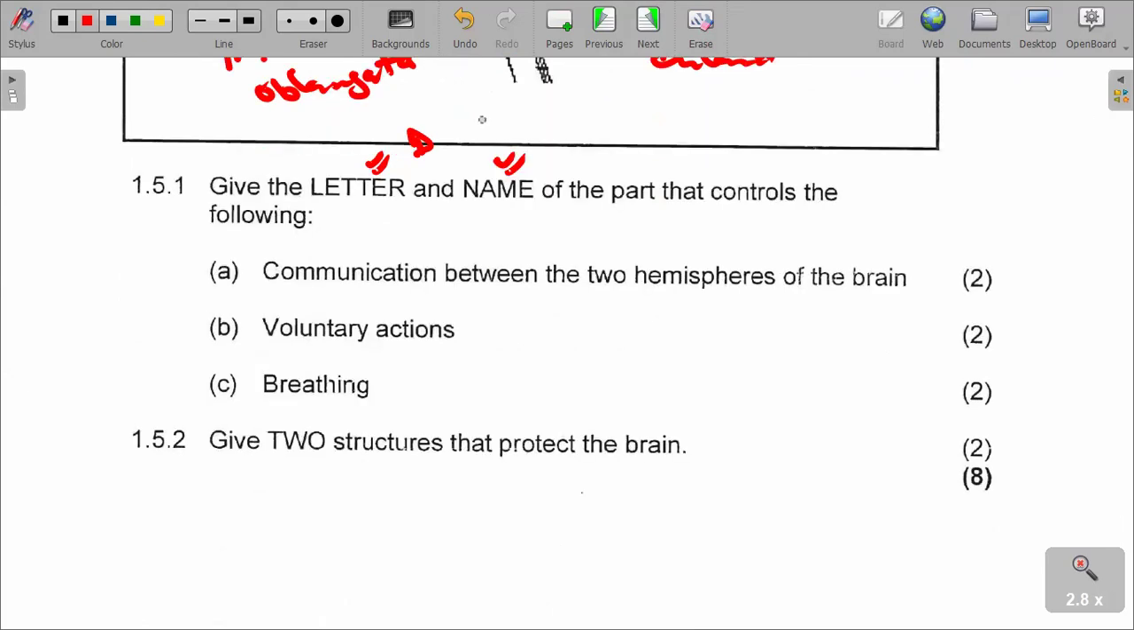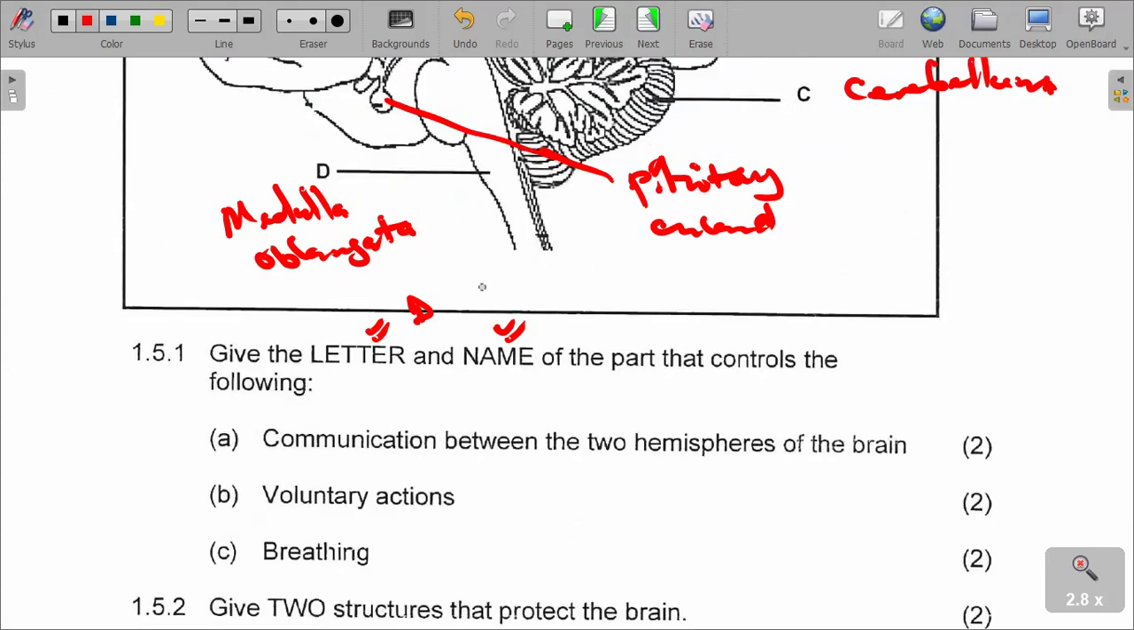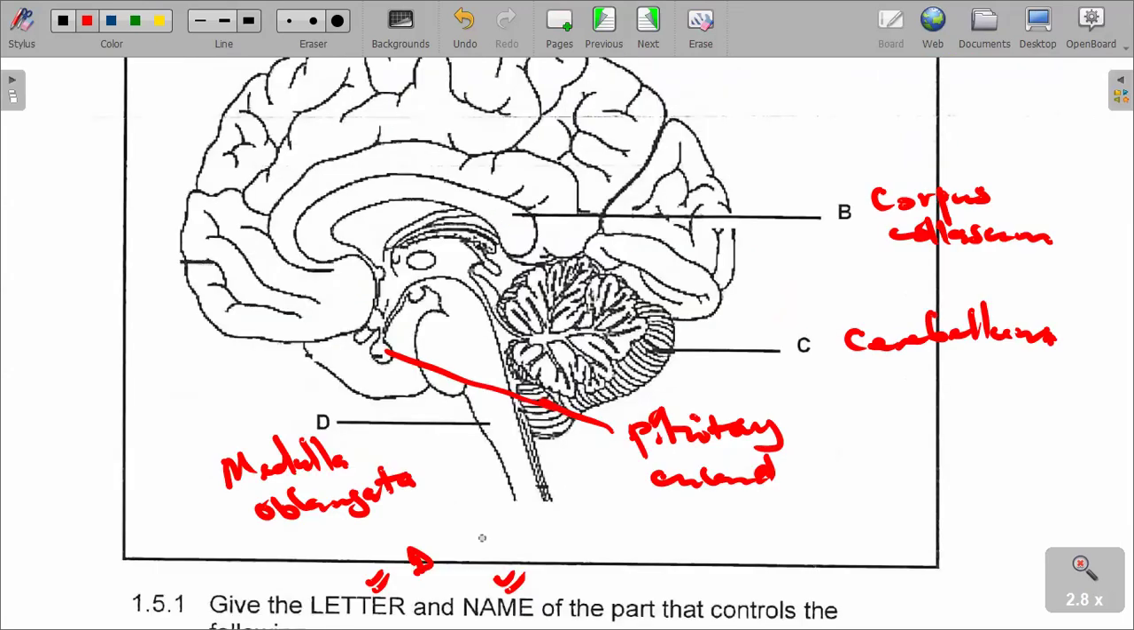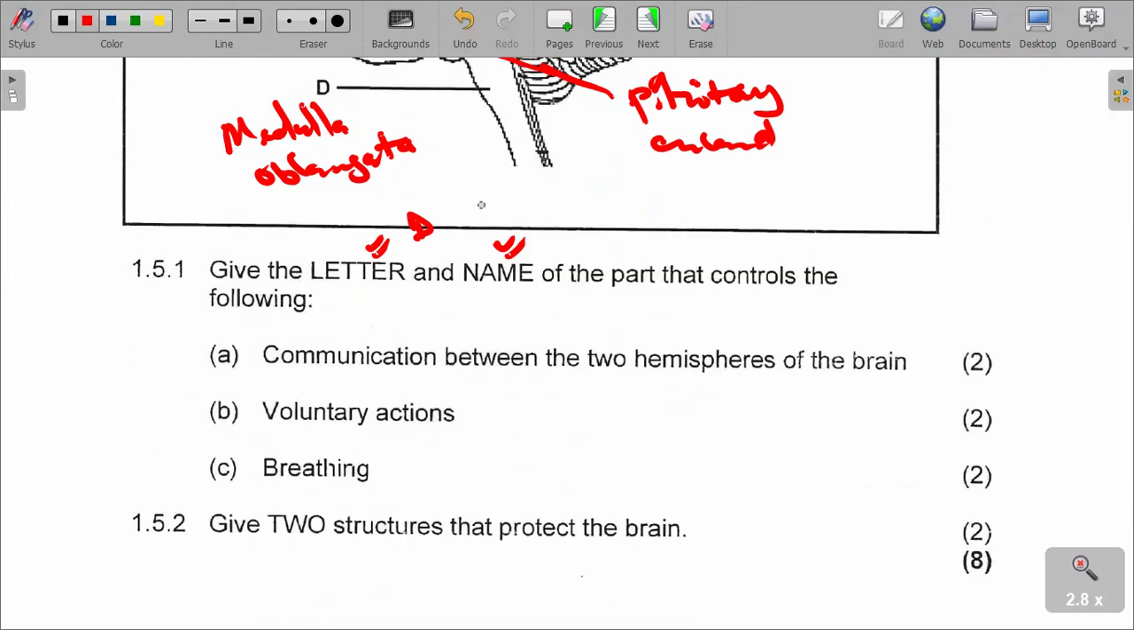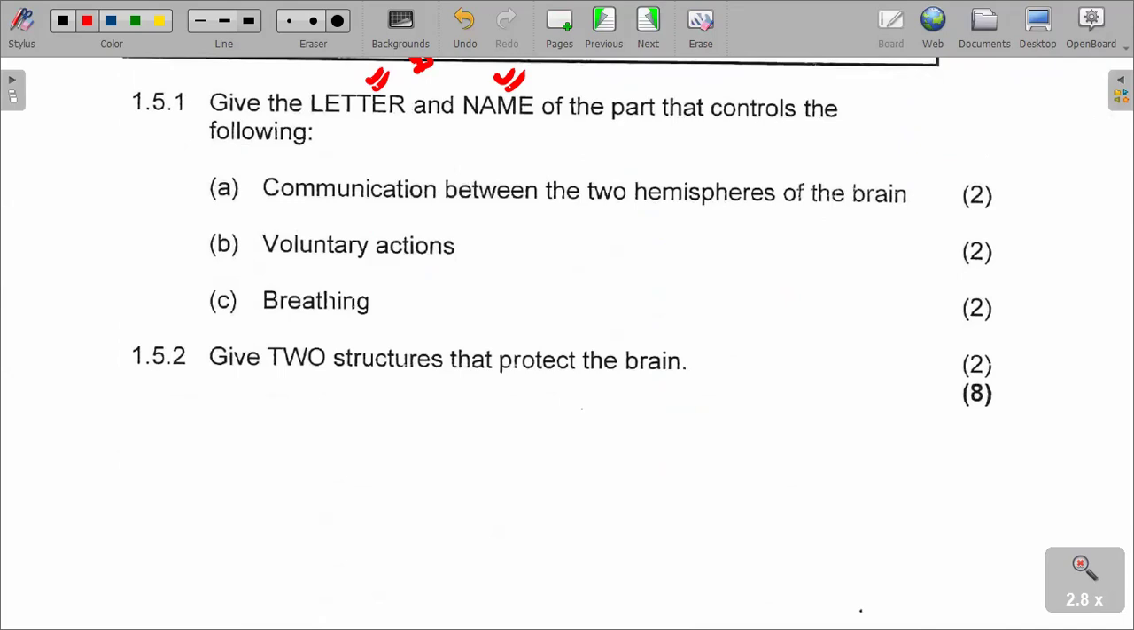Give the letter and the name of the part that controls the following: communication between the two hemispheres of the brain. The two hemispheres of the brain communicate through the corpus callosum. So you will see that the answer is B, corpus callosum. It is the one that does that.